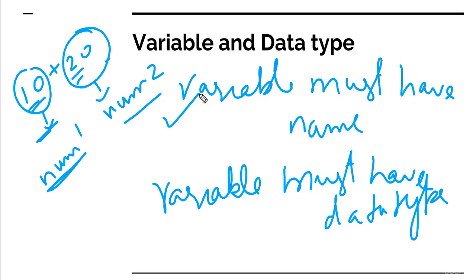The next condition says a variable should also have a type. So now, since num1 has a value of 10 in it, it is of type integer. The data type represents the type of data. So we call it integer. Integer num1 has a value of 10 in it. This is called declaring a particular variable.